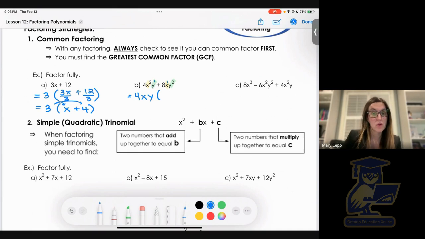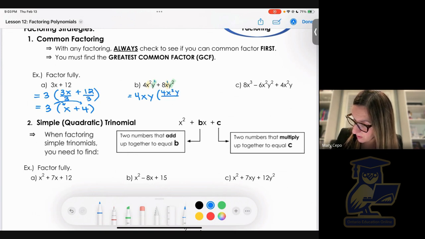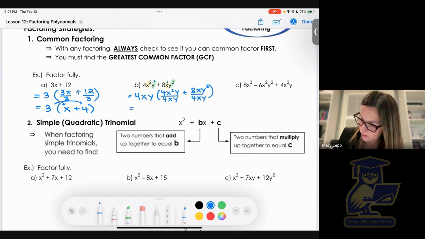Now looking at 4x squared y, I will show for these few examples that once we figure out what the common factor is, we take both of those terms and divide them by the common factor. So we're left with 4xy outside. 4 divided by 4 is 1. x squared divided by x would be simply x. y divided by y would cancel out. So keep that in mind.